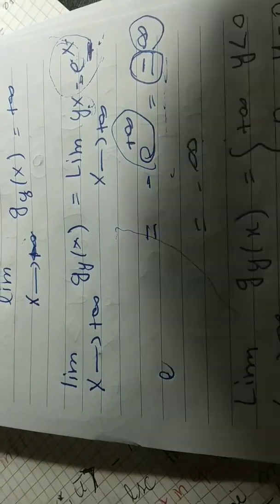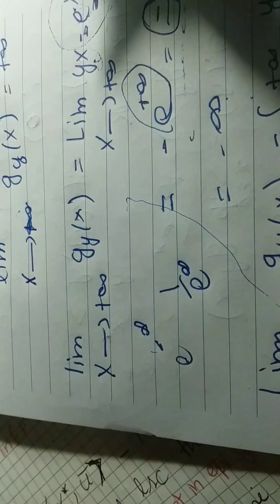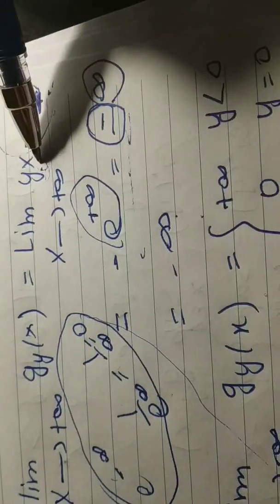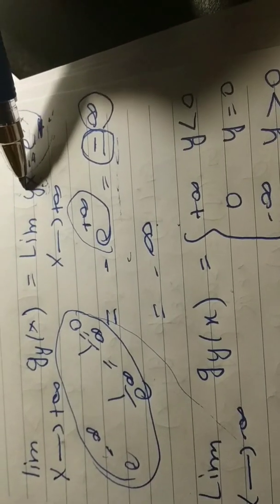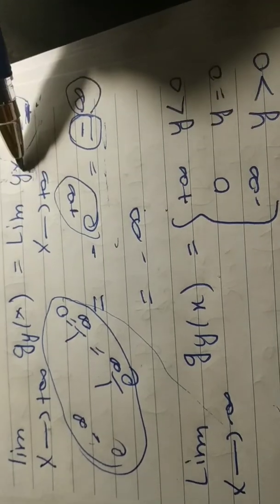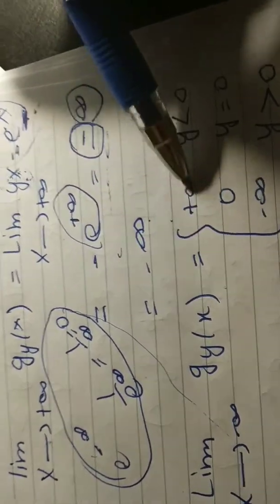Okay, you know when it's e to the x, we put x as minus infinity, then it becomes like this, and 1 over infinity is equal to 0. So this means that the exponential function goes to 0, and we have only yx left. In yx, when we put y negative and x is also negative, then it becomes positive, so it's plus infinity.